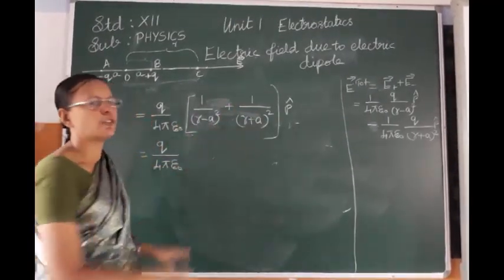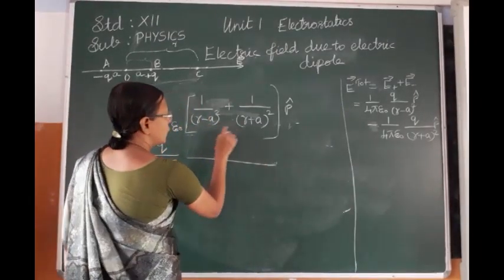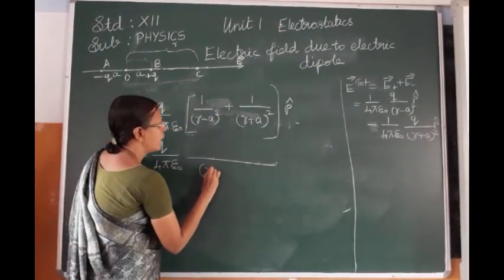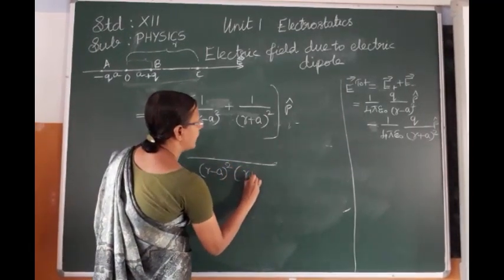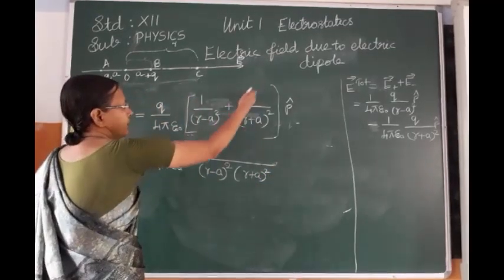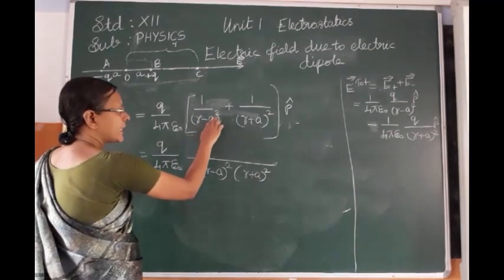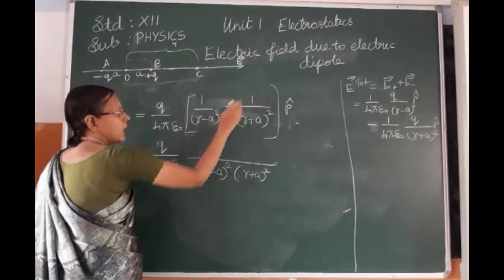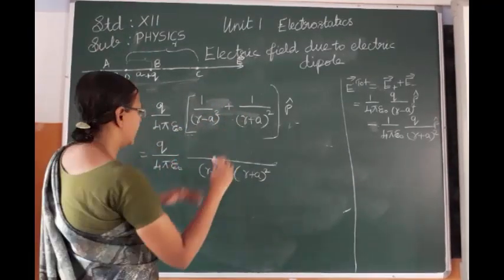You see, here we have to take the LCM. So how will you take the LCM? These two denominators we have to multiply: (r minus a) the whole square into (r plus a) the whole square. Now cross multiply. This (r plus a) the whole square into 1, then this (r minus a) the whole square into 1. So we have to cross multiply and write in the numerator and add.